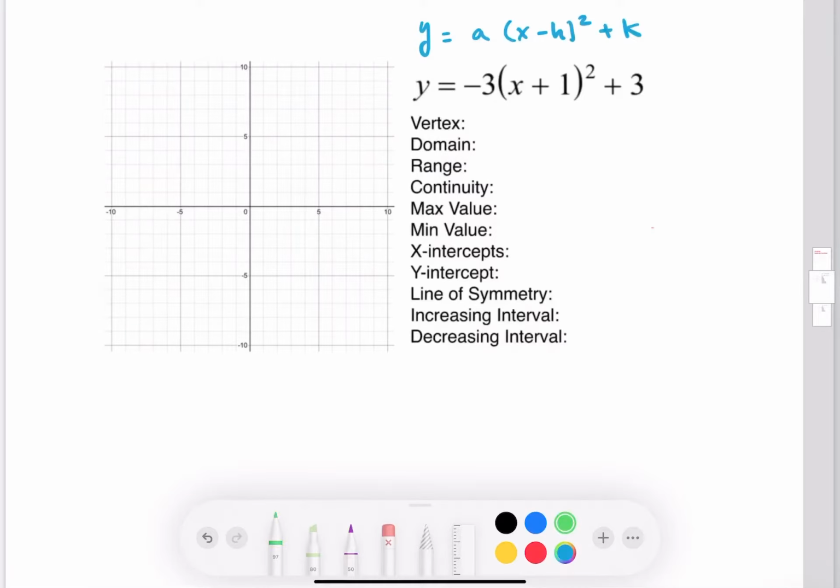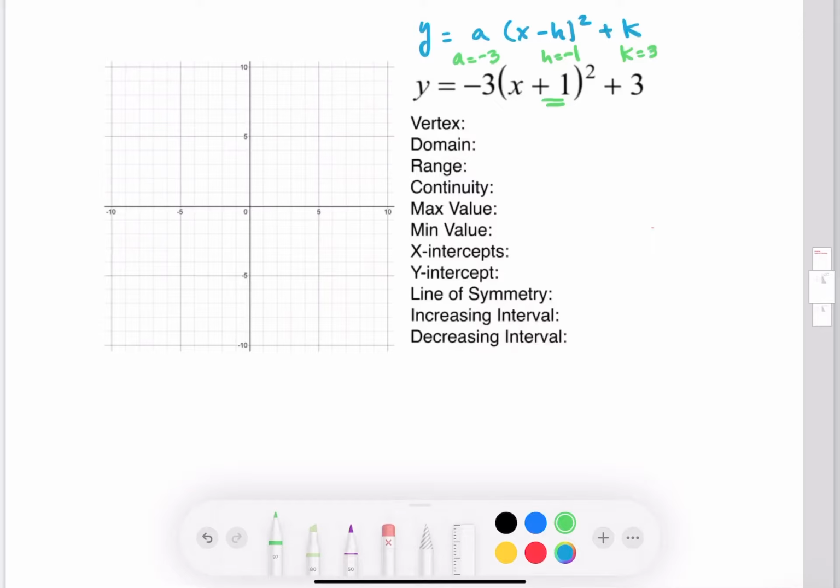Now, right away, I can see that my a value is -3. The h value is going to be at -1, and the reason why h is -1 is because the minus h takes our +1 and turns it into its opposite. So anytime it's inside that parentheses, that h value has to be the opposite value in the equation. Now the k value is going to be our 3.